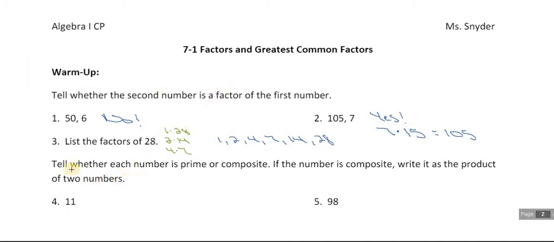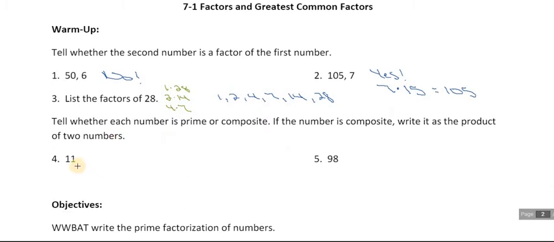More vocabulary here. Tell whether each number is prime or composite. If the number is composite, write it as the product of two numbers. So if a number is prime, its only factors are 1 and itself. If it's composite, it means there's other numbers that you can multiply together to get said number. So in number 4, the number 11 is a prime number because the only way we can achieve 11 is 1 times 11. So that means this is prime. There are no numbers that divide into that.